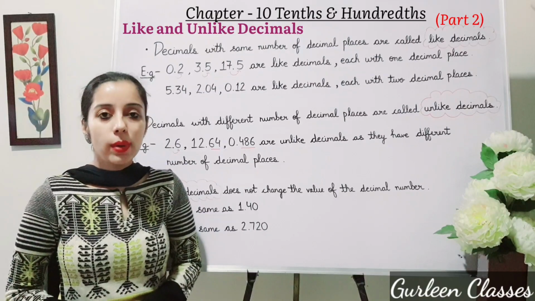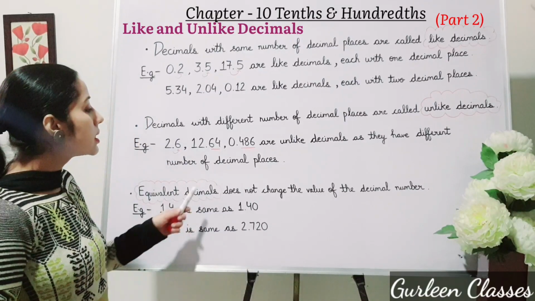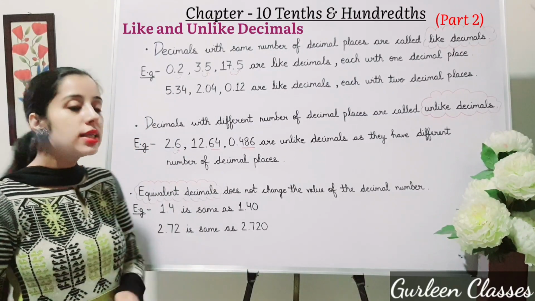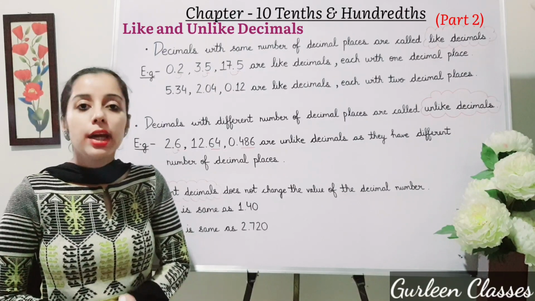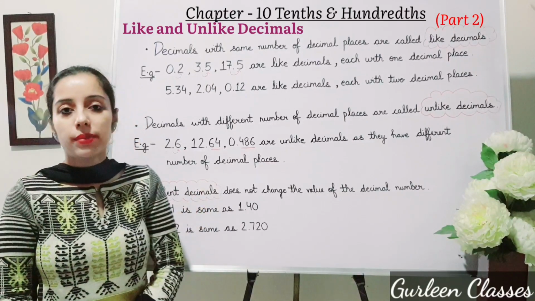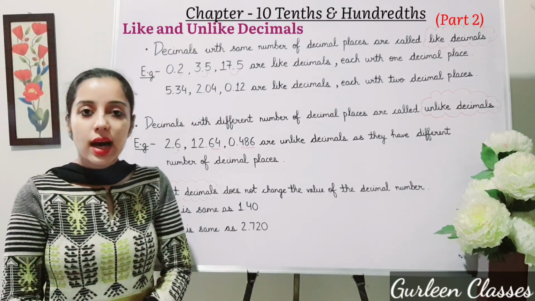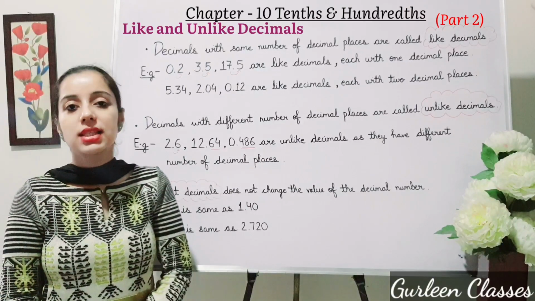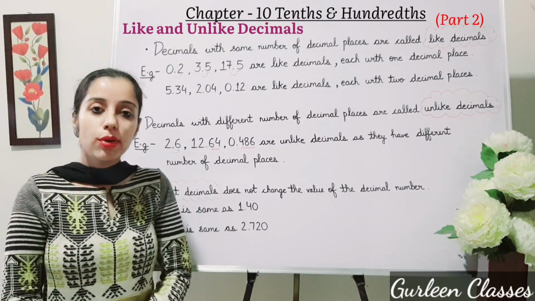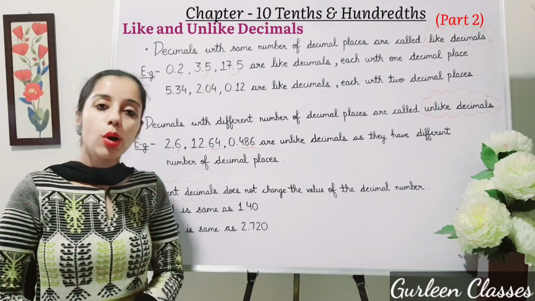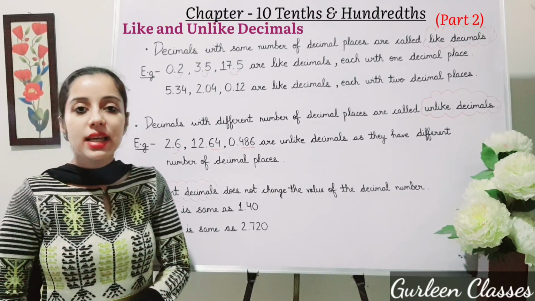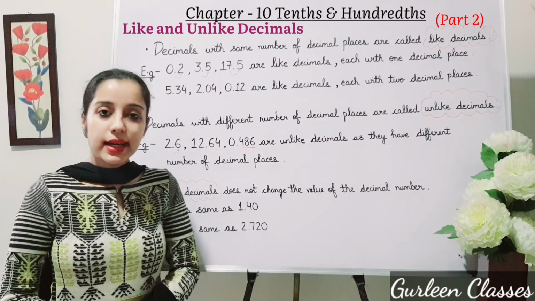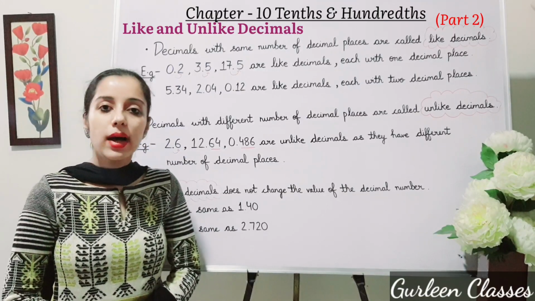So now what are equivalent decimals? Equivalent decimals do not change the value of the decimal number. Example, 1.4 is same as 1.40. If you add 0 to the right of the number, the value will remain same. So they are equivalent decimals. Another example, 2.72 is same as 2.720. If you add 0 to the right side of the number, both will be same. So they are known as equivalent decimals. I hope students, three types of decimals are clear: like decimal, unlike decimal and equivalent decimal.